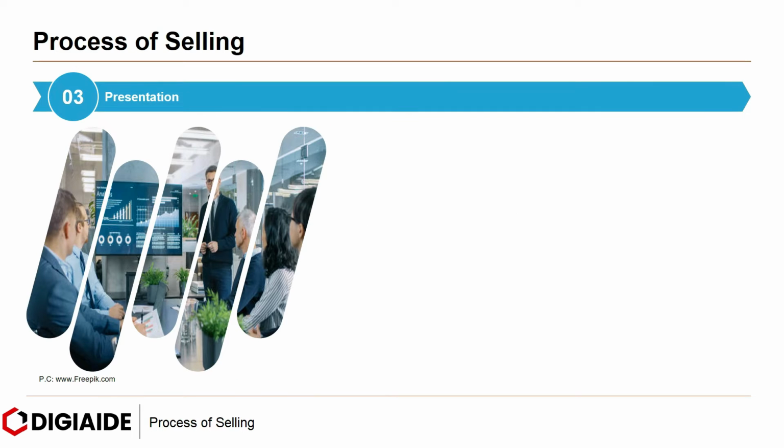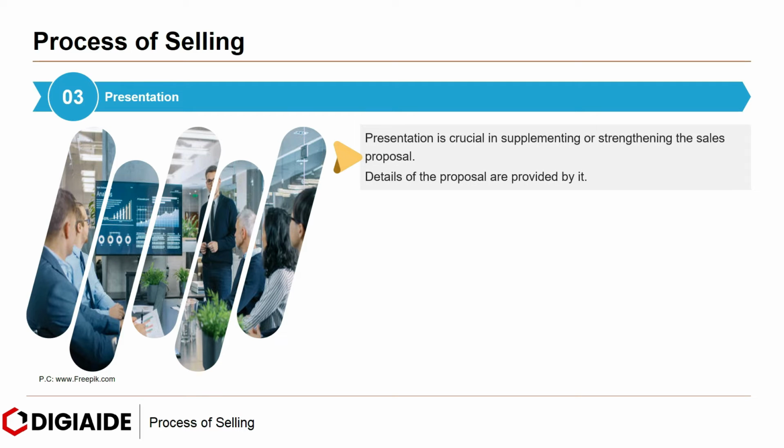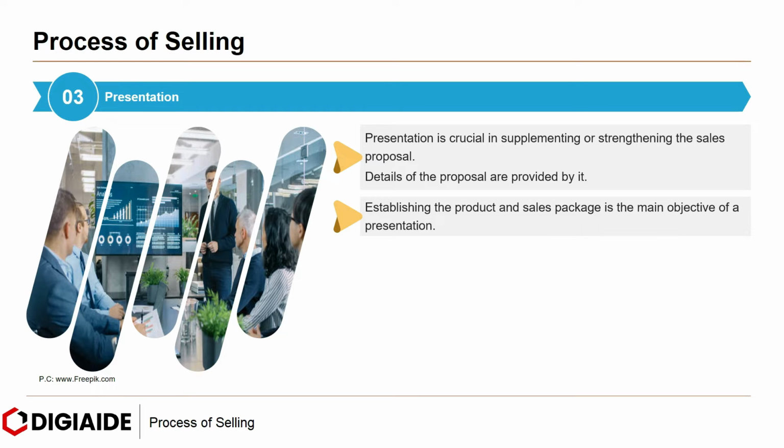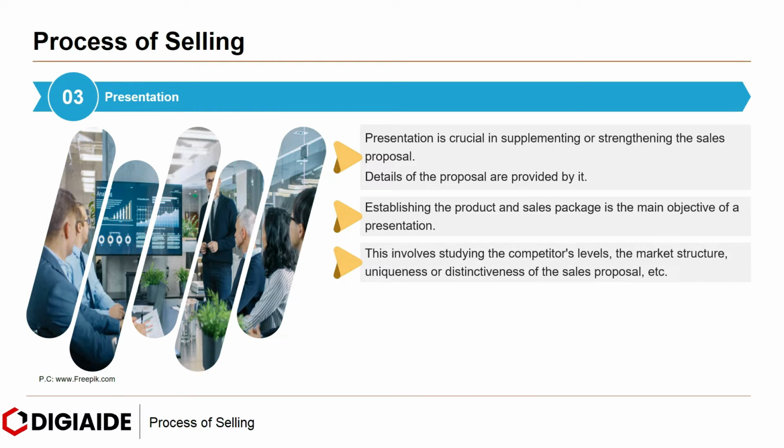Moving to the third stage, presentation. Presentation is crucial in supplementing or strengthening the sales proposal. Details of the proposal are provided by it. Establishing the product and sales package is a main objective of a presentation. This involves studying the competitor's level, the market structure, uniqueness, or distinctiveness of the sales proposal.